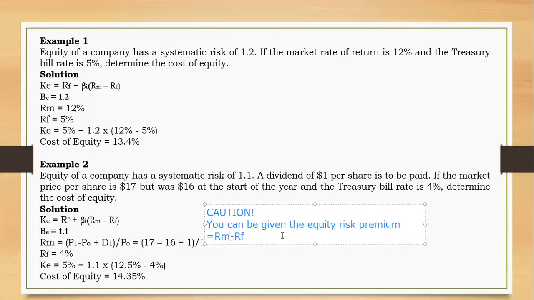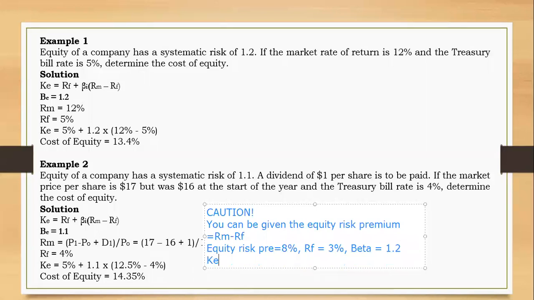For example, let's say you are given the equity risk premium, let's say equals 8%. This one is given, obviously. And then you are told the risk-free rate of return is, say, 3%. And maybe you're also given the beta factor. Systematic risk is beta, and this one equals, let's say, 1.2, just like that.